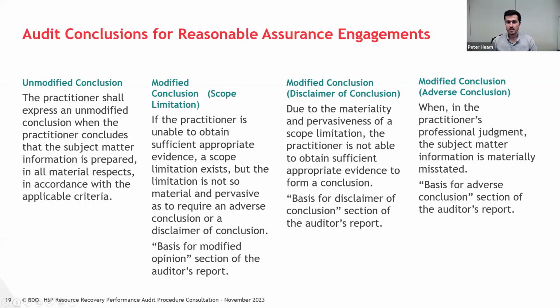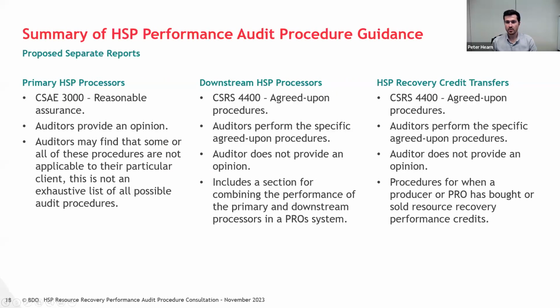For downstream processes, this would be the 4400 agreed upon procedures engagement type. And these are specific procedures. The auditor does not provide an opinion. They just perform the procedures and document the results. This would include a section for combining the performance as reported from the primary HSP processes in the 3000 report with the performance of the downstream processes. So it would give a full picture of the PROs or producers' entire performance, including primary and downstream processes.